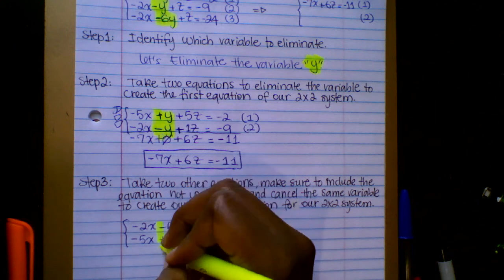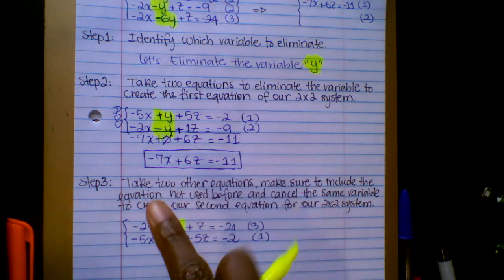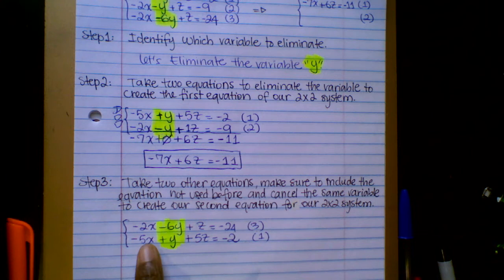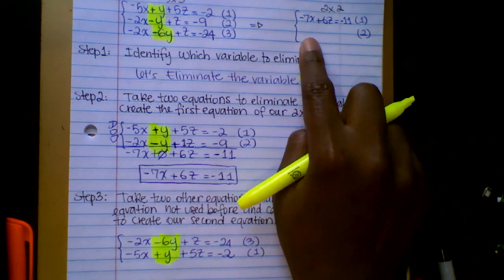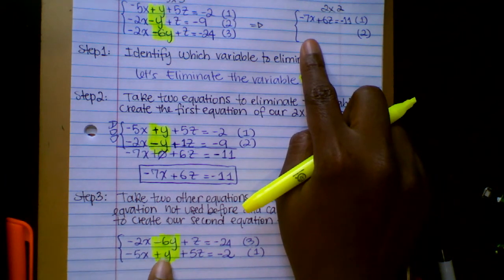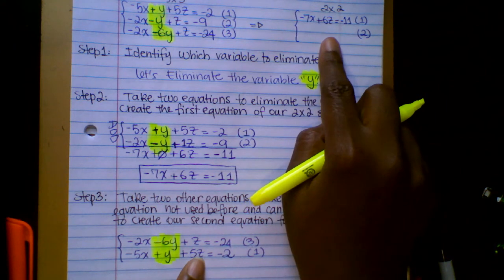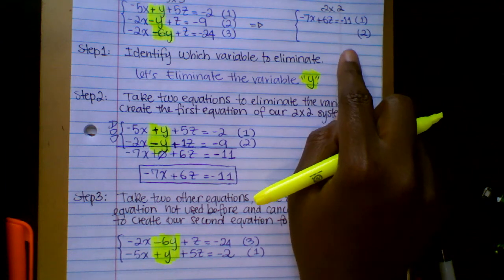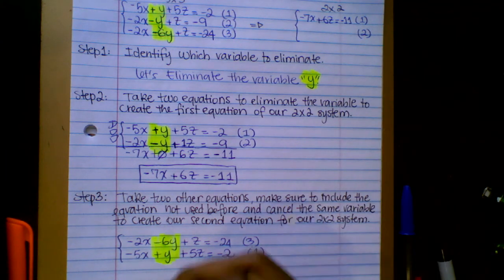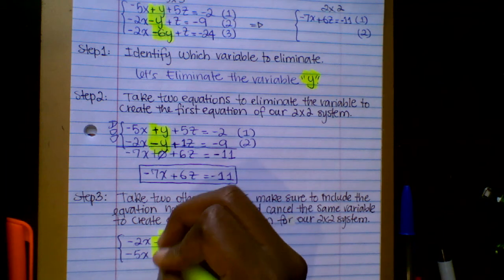Since we chose to cancel the variable y, you have to continue canceling y in the second set. You don't want to say, let's cancel x here or cancel z. Why? Because you end up with a system with 3 different variables. For instance, if you cancel x instead of y, you end up with an equation with the variable y and the variable z equal a number. Now we have 3 different variables for the same 2x2 system, and we cannot solve it. So make sure you cancel the same variable.